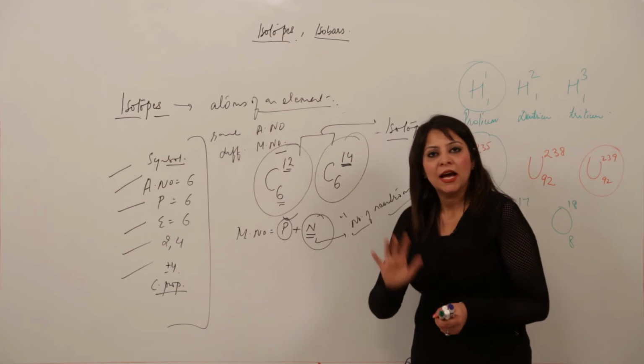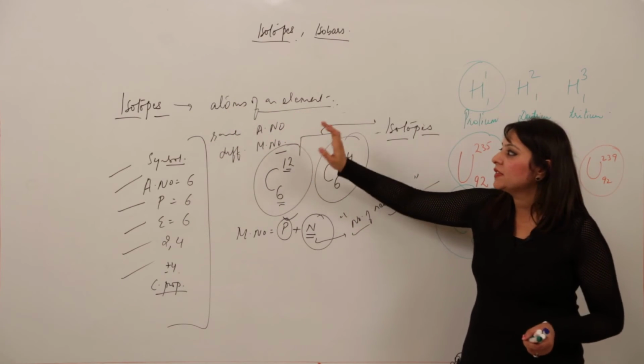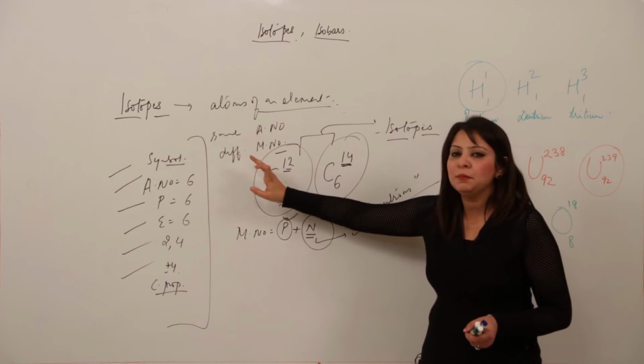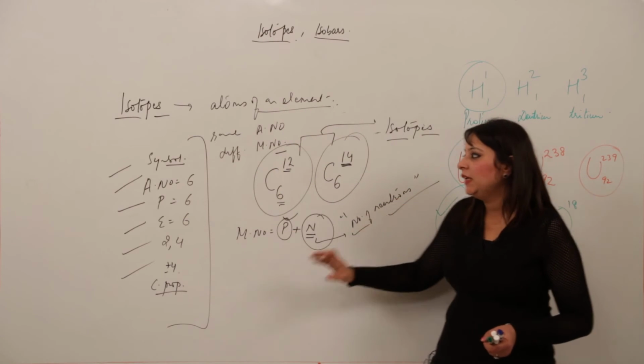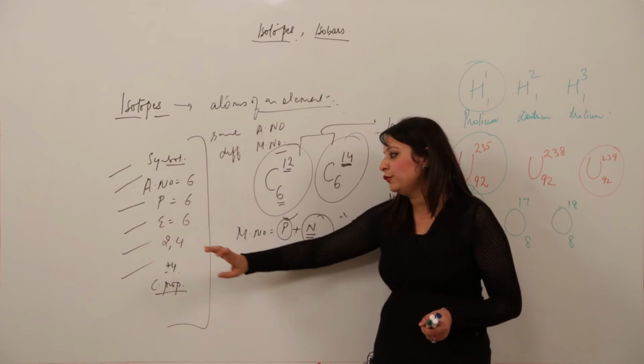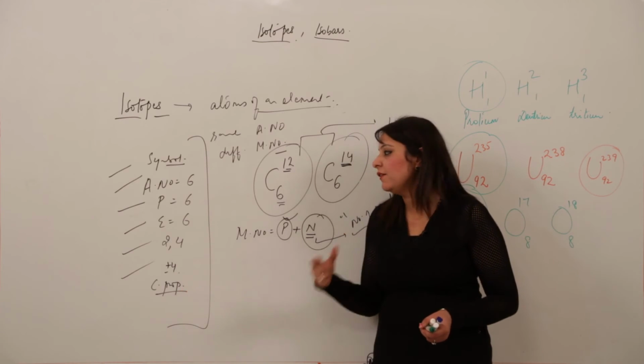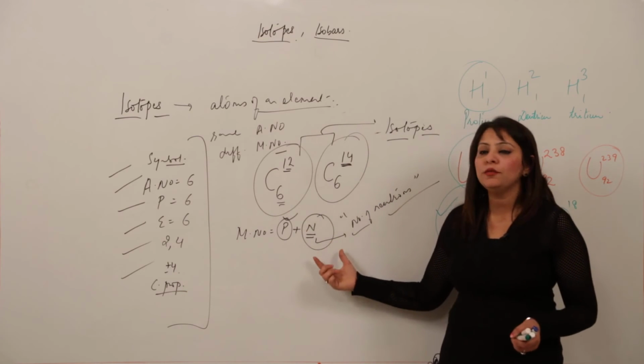So, got it? Isotopes are atoms of the same element which have the same atomic number but different mass number. Similarities being same atomic number, same symbol, same protons, same electrons, same configuration, same valency and even same chemical properties. The difference lies only in the number of neutrons.